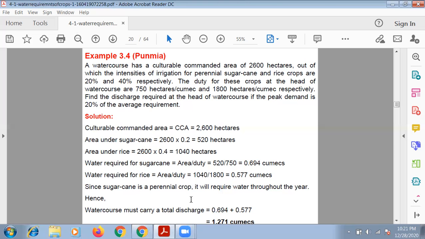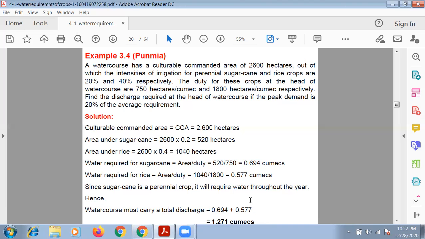cumex. Since sugarcane and rice are perennial crops, that means they require water throughout the year. So you have to calculate the discharge for both. So it is 0.694 cumex plus 0.577 cumex. So add both of them. So the watercourse must carry a total discharge of 0.694 plus 0.577, so it is 1.271 cumex. You have to add both because they are perennial crops and require water throughout the year.